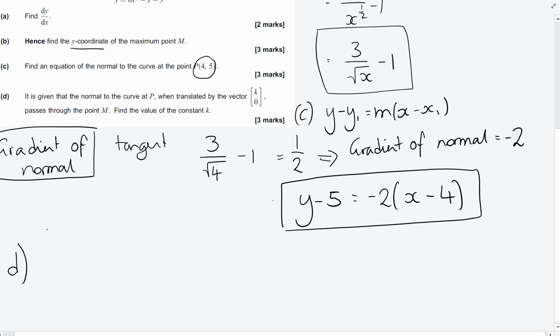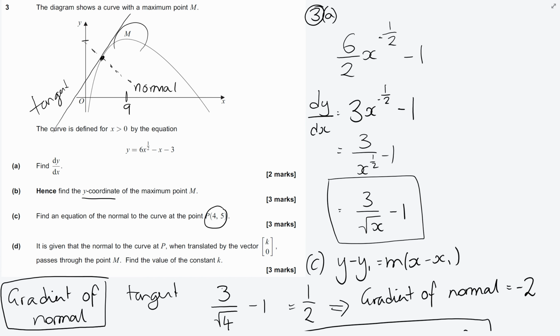Okay, so on to part D. In part D, we are told that the normal to the curve, translated by a vector (k, 0), passes through the point M. Find the value of the constant k. What this is telling us is that this dotted line that I've called the normal gets moved only in the x direction. It only gets moved across, not up or down, to the point where it's passing through M.